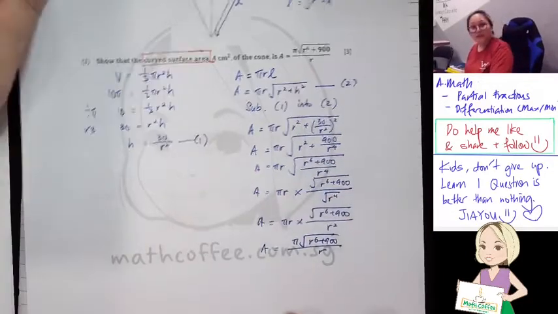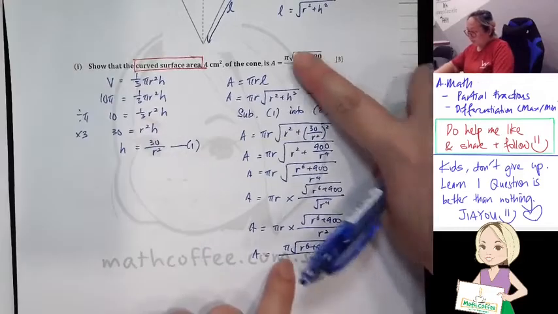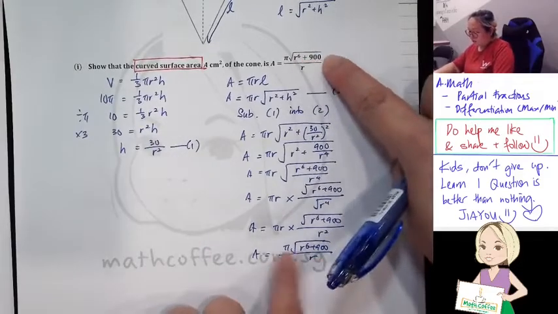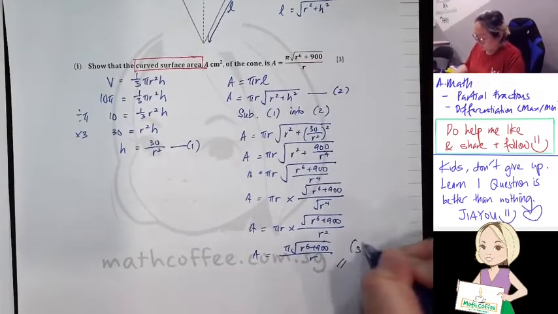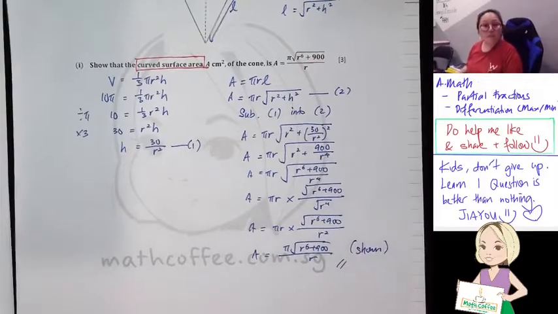Do you see it's exactly the same now? π r^6 + 900. Shown. Okay?